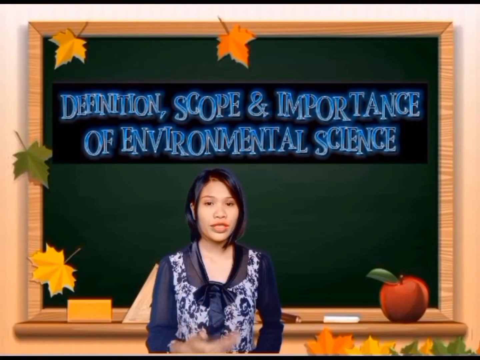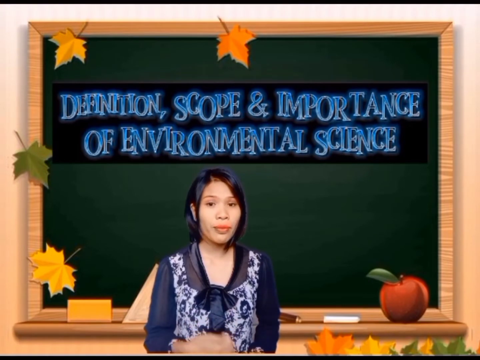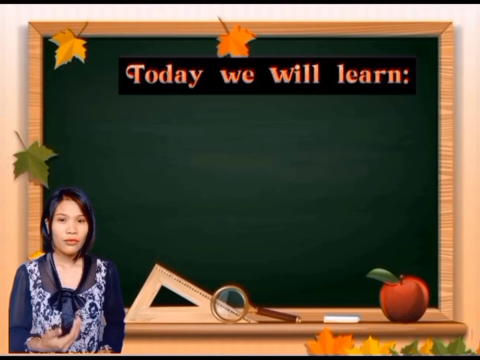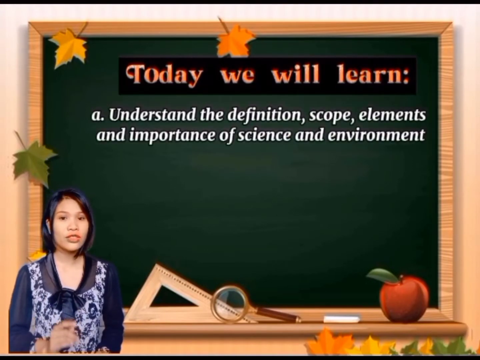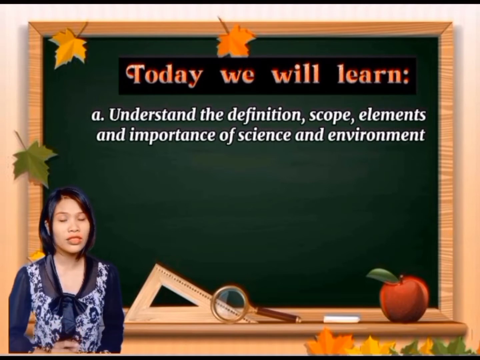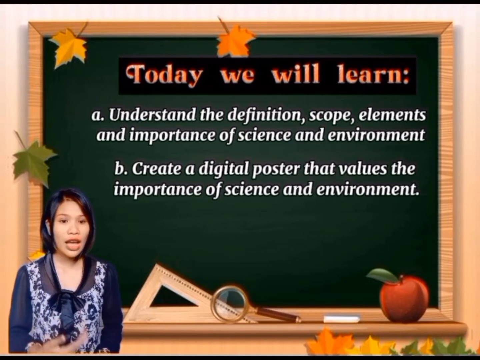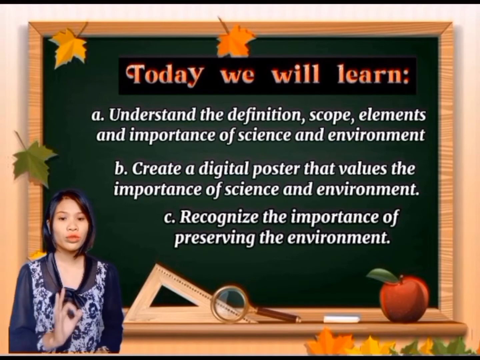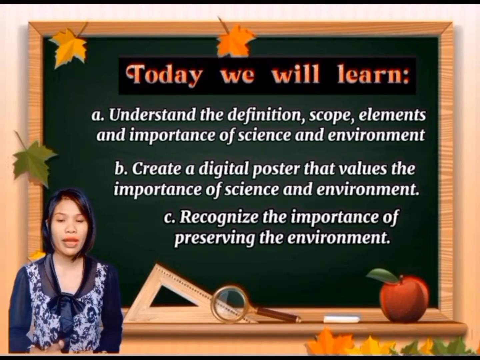Now, let's proceed to our main lesson for today, which is the definition, scope, and importance of environmental science. For our lesson for today, our objective is, first, understand the definitions, scope, elements, and importance of science and environment. Second, create a digital poster that values the importance of science and environment. Third, we will recognize the importance of preserving the environment.